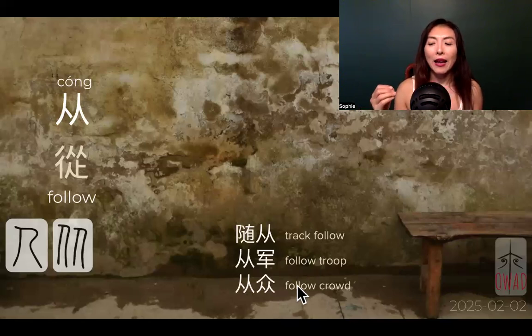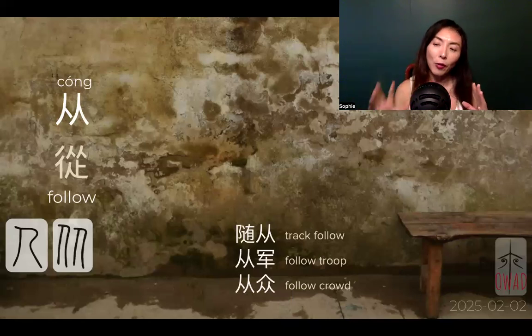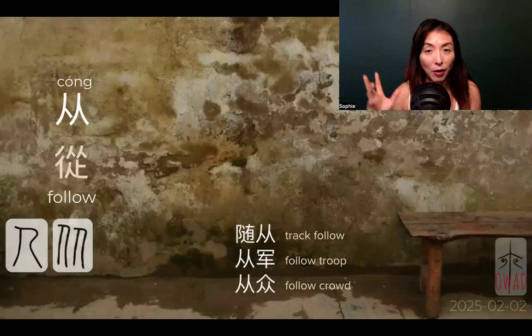depends on which character the same 从 is paired with. It can carry a totally different meaning. When it's 从军, it's encouraged that you follow orders. You are loyal and disciplined in the troop environment. That's encouraged behavior. You don't want to deviate from however the army or the troop expects you to behave. 从军 has a positive connotation.